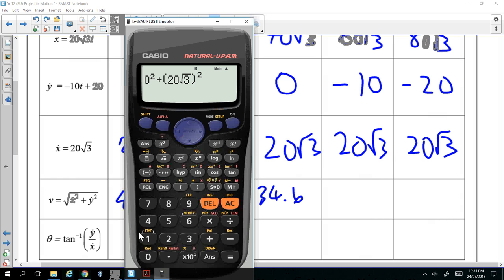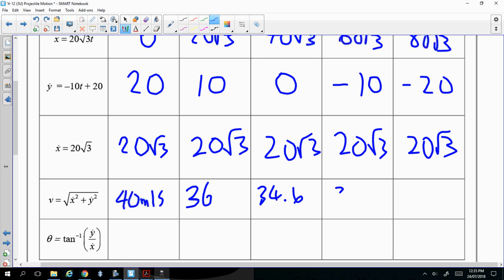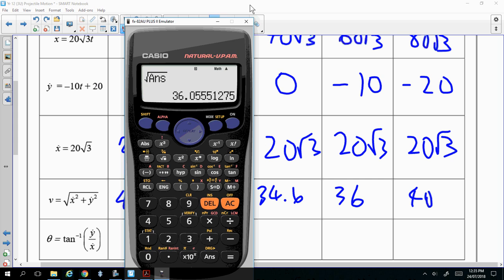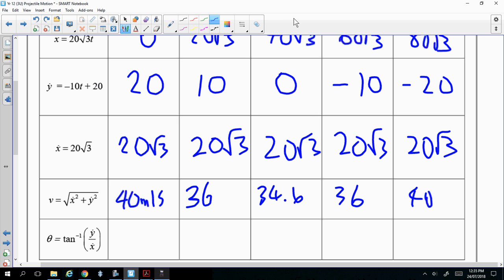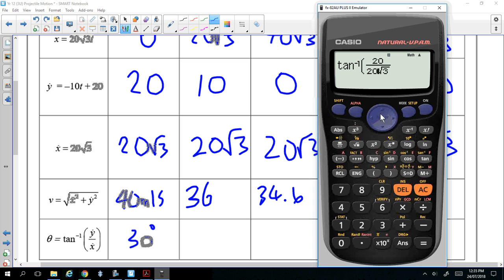And then we can work out the angle for each by doing tan inverse of y dot over x dot. For the first one, make sure you put it in degree mode, tan inverse of 20 over 20 root 3, you get 30 degrees. The next one becomes 10, and you get 16 degrees. The next one is 0 degrees, and you get negative 16 degrees, then negative 30. We're going to display all this information on the diagram.